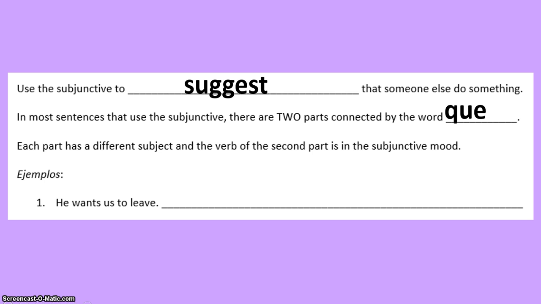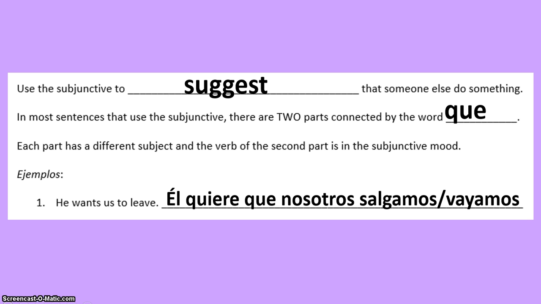Let's look at un ejemplo. He wants us to leave. Él quiere que nosotros salgamos. Or you could also say, él quiere que nosotros vayamos. You'll notice I have subject 1. I have a verb that is a suggesting verb like wants. I have the word que. I have a subject change. And I have a verb that looks a lot like an ustedes command. It's got an opposite ending.